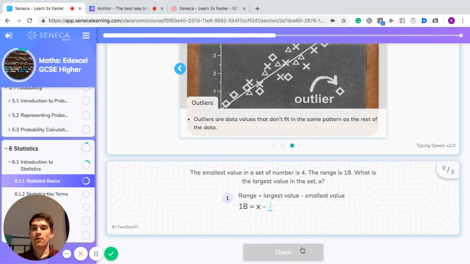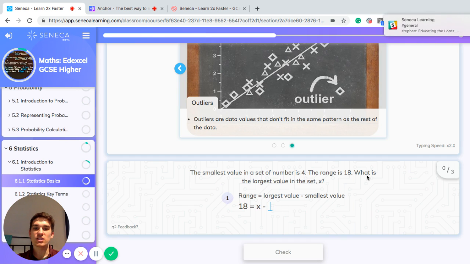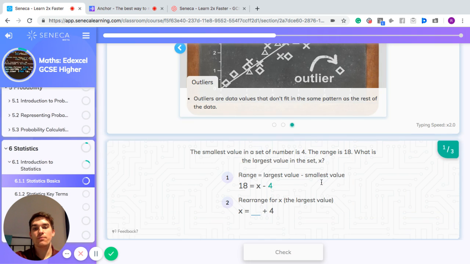So here's a question to think about. The smallest value in a set of numbers is 4. The range is 18. What is the largest value in the set? So if we've got the lowest value as 4, the range is 18. Remember, to work out the range, we take the largest number in a data set and take away the smallest number.